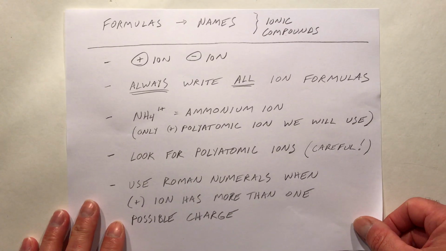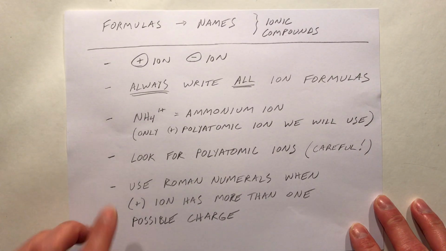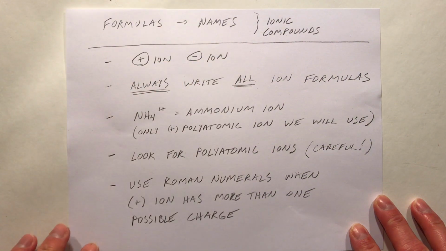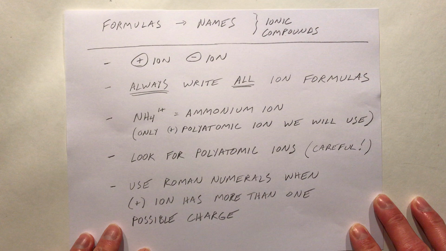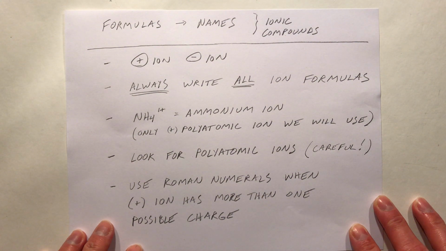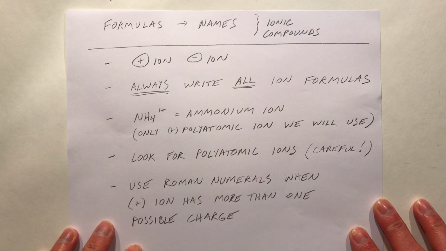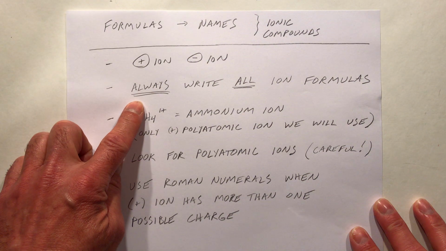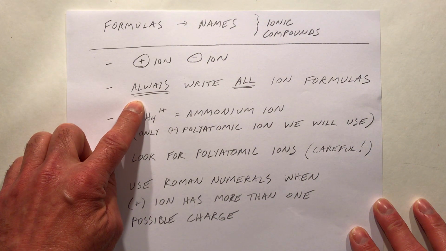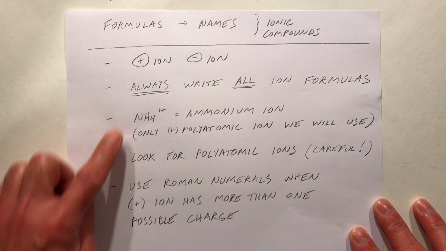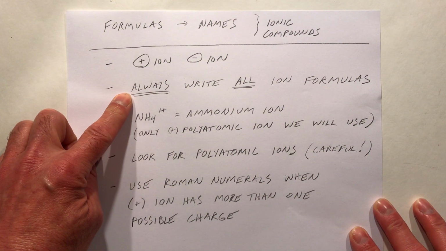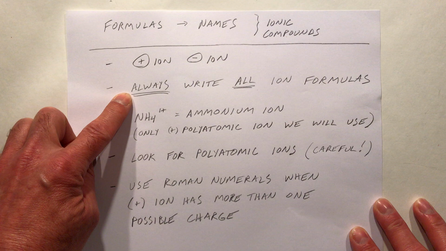First, some important points. For ionic compounds, when you turn formulas into names, remember that the positive ion goes first, the negative ion goes second. Once we identify those ions, then we just name those ions. And we're going to always write the ion formulas out so that we can correctly identify the ions. That'll also help to remind us that if we have more than one possible charge, we have to use a Roman numeral.